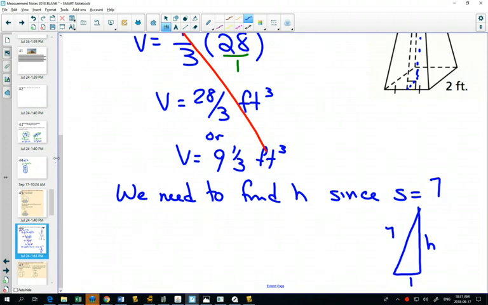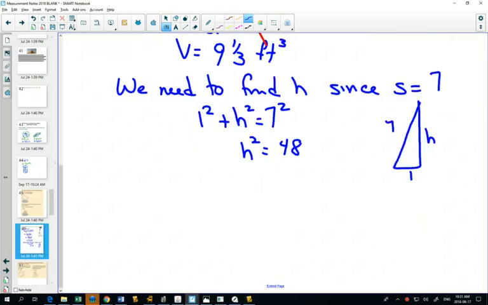And so we'll do a squared plus b squared equals c squared. We want to find h, which is not the hypotenuse, it's one of the sides. So we write out 1 squared plus h squared equals 7 squared. 7 squared is 49, 1 squared is 1. Move the 1 over. h is equal to the square root of 48.